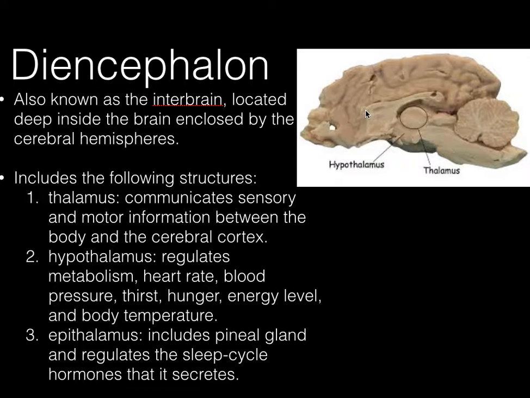The epithalamus, this includes the pineal gland and regulates the sleep cycle hormones that it secretes. So the pineal gland, which we located on the sheep brain, is going to basically control some hormone balances in our brain.